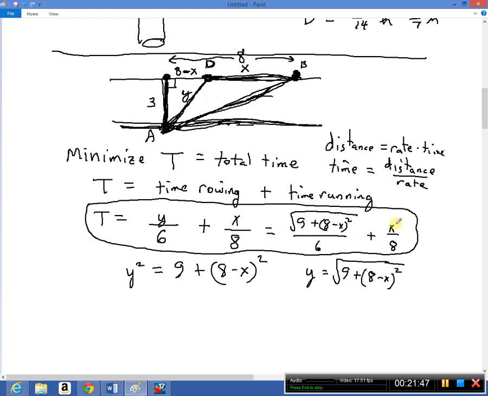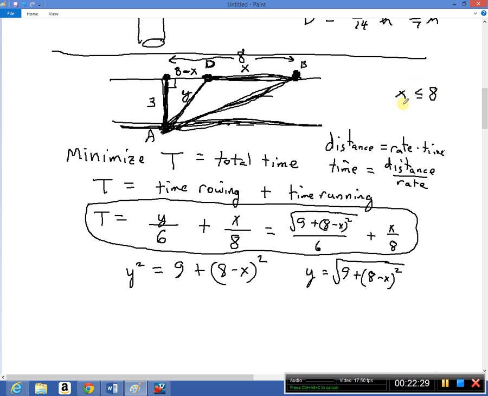What are the endpoints for the variable x? Well, the largest that x could be is 8, right? This point D is the distance from B, where the guy has to end up, to where he chooses to land. So the farthest that x could be is here. It makes no sense to go there or that way. No, we're going to go straight across and then that way. So this would correspond to rowing the least amount and then running the rest of the way. So x could be as big as 8.